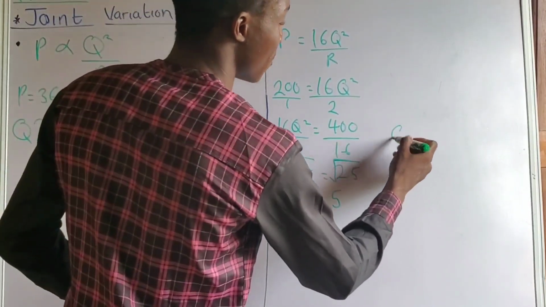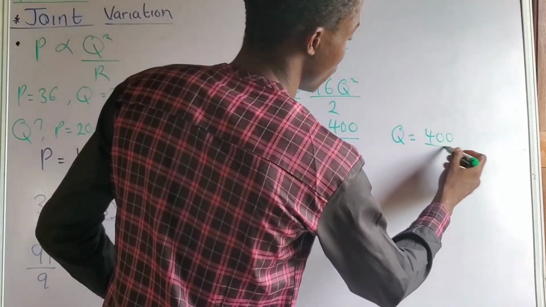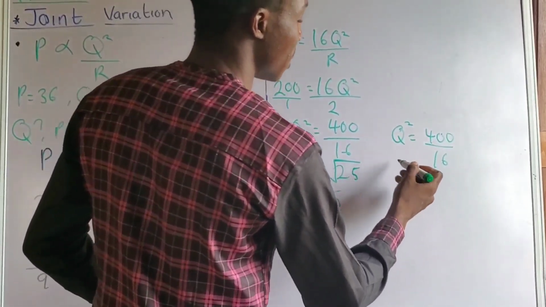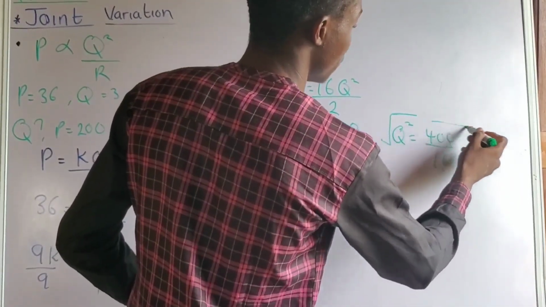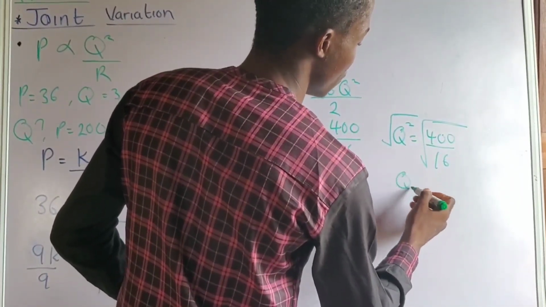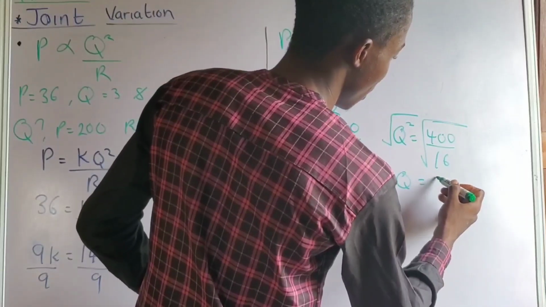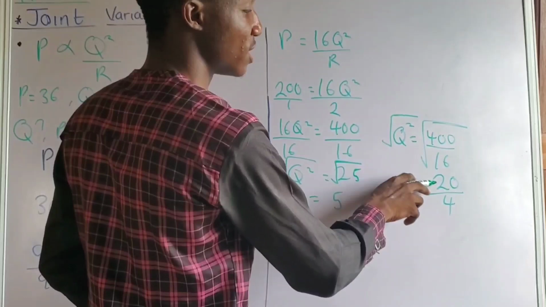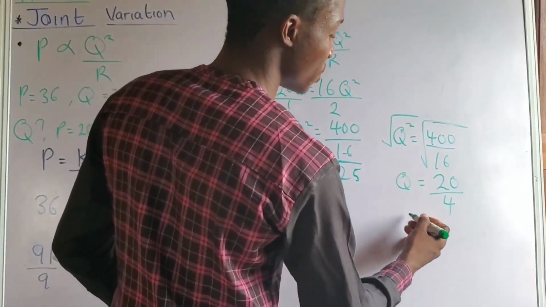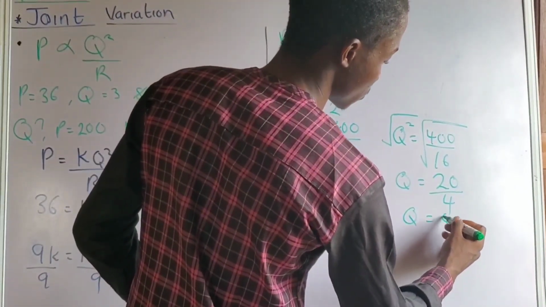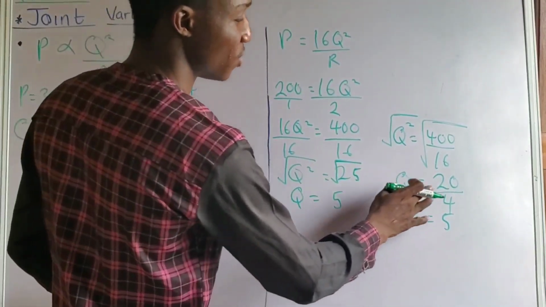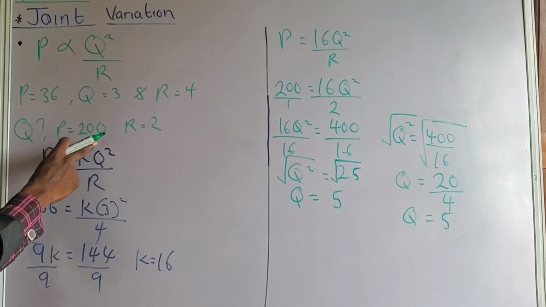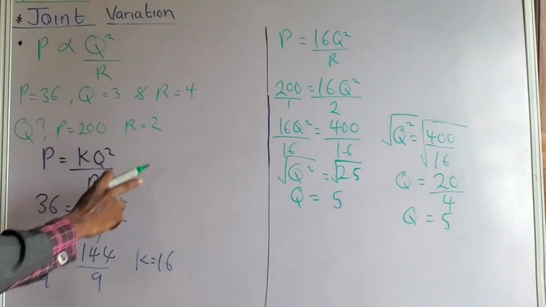And when you got here, you can have q squared equals 400 over 16. If you take the square root of both sides, I'm going to have q is equal to 20 divided by 4, because the square root of 400 is 20 and the square root of 16 is 4. 20 divided by 4 is 5. So I'm going to have q equals 5. You can do it this way and you can do it this way. So the value of q when p is 200 and r is 2 is 5.